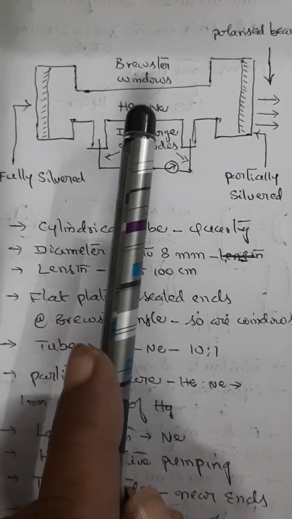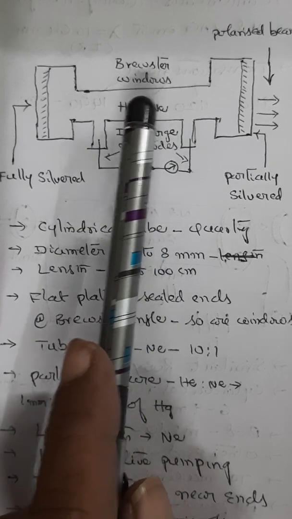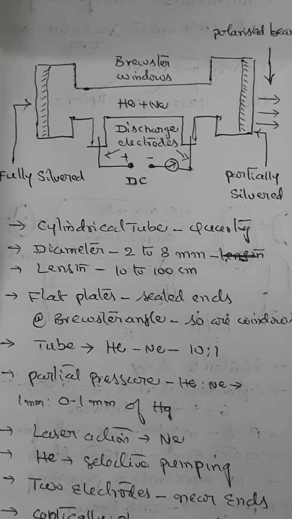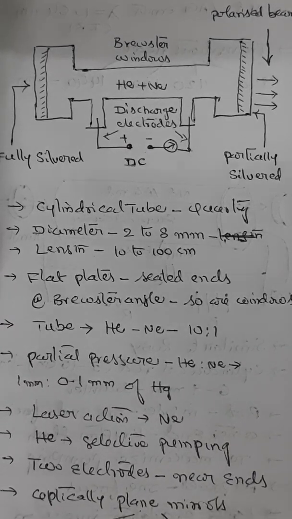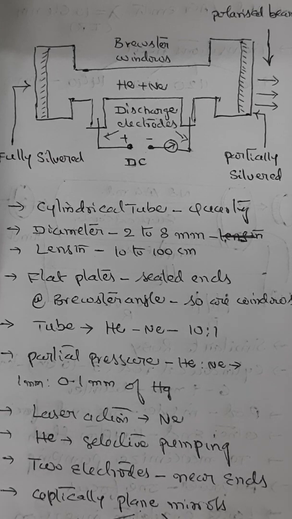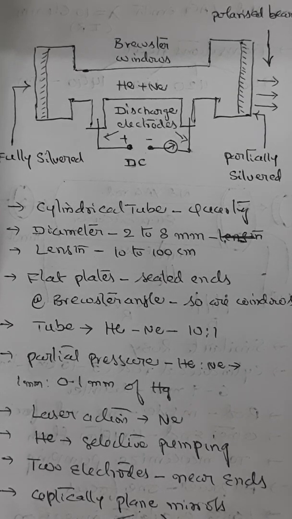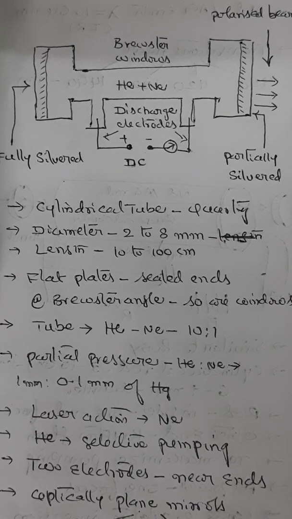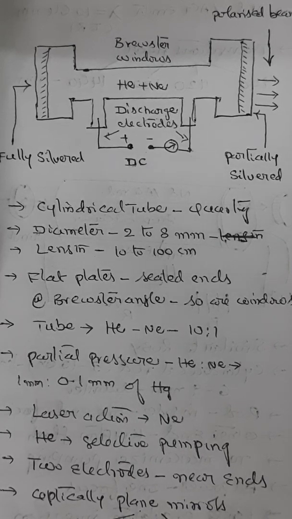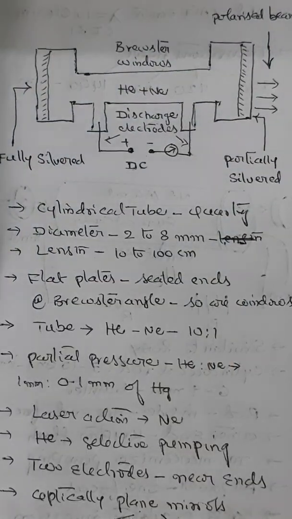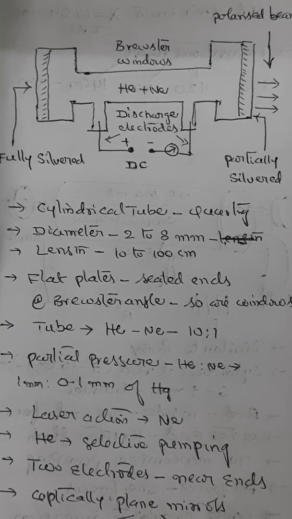The tube is filled with helium and neon gas in the ratio of 10:1. The partial pressure of the helium gas is 1 millimeter of mercury and the neon gas is 0.1 millimeters of mercury, so that the pressure of the mixture of the gases inside the tube is nearly 1 millimeter of mercury. The laser action is due to the neon atoms. Helium is used for selective pumping of neon atoms to upper energy levels. Two electrodes are fixed near the ends of the tube to pass the electric discharge through the gas.